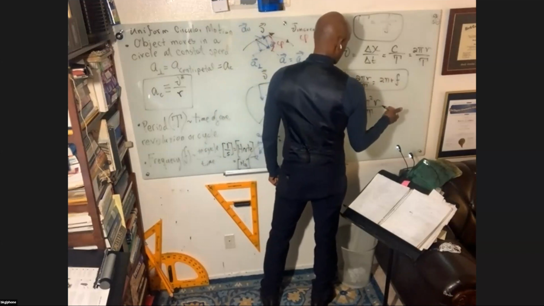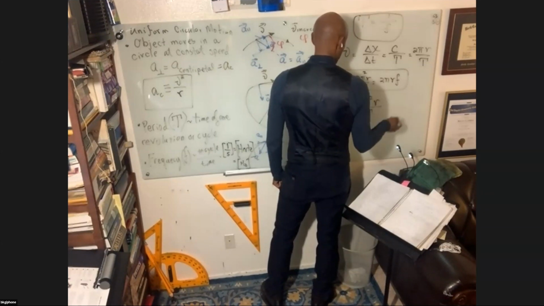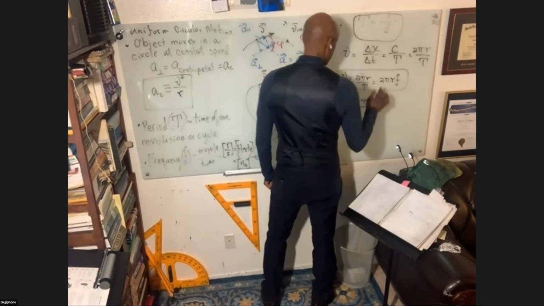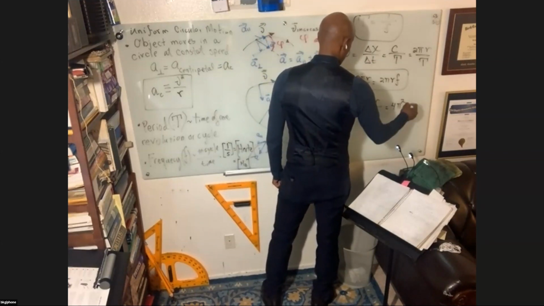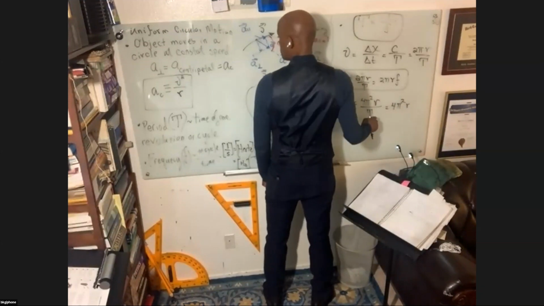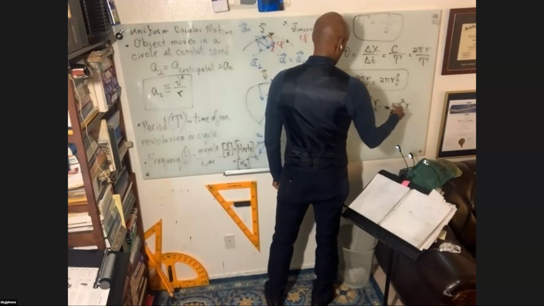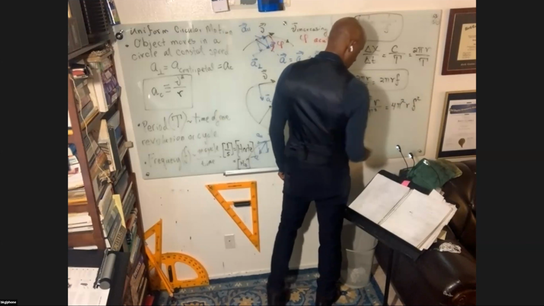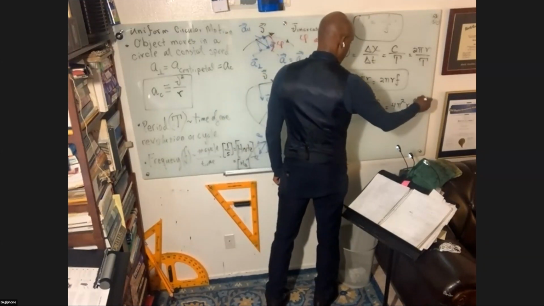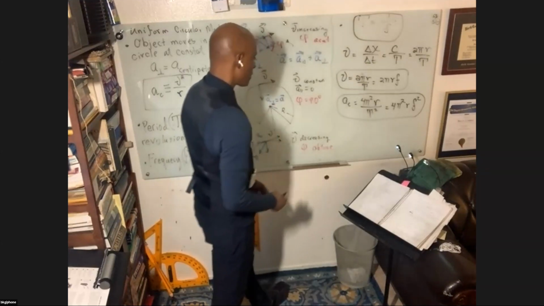But if I do it in terms of frequency, then what I have is 4 pi squared. Sorry. So this becomes 4 pi squared r over the period squared, or 4 pi squared r times the frequency squared. Either one of those gives the magnitude of the centripetal acceleration in terms of frequency and period.